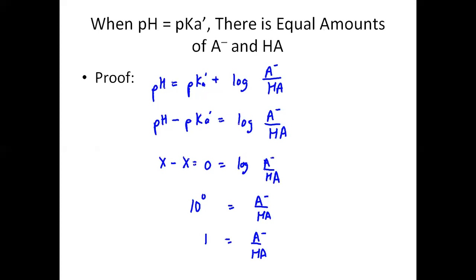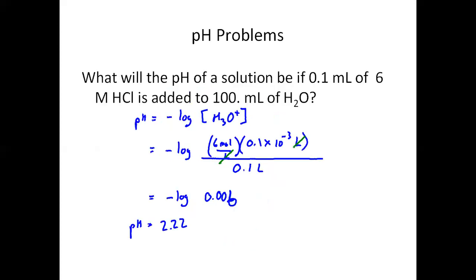Because this topic represents one of the hardest parts of biochemistry, I wanted to do several problems to get you familiar with the approach I would use in performing calculations of these types. The first question is, what will the pH of a solution be if 0.1 milliliters of 6 molar HCl is added to 100 milliliters of water?